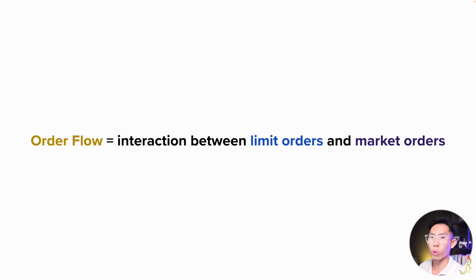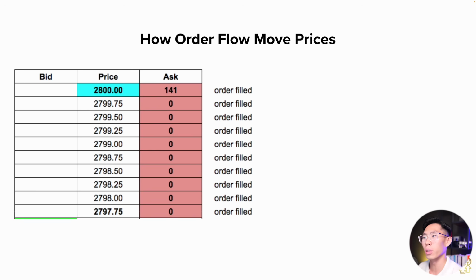So quite simply, when you look at order flow, if you think about it from the first person perspective, or the underlying belief, order flow is essentially an interaction between your limit orders and your market orders, and this pretty much forms the liquidity that you see in the market.